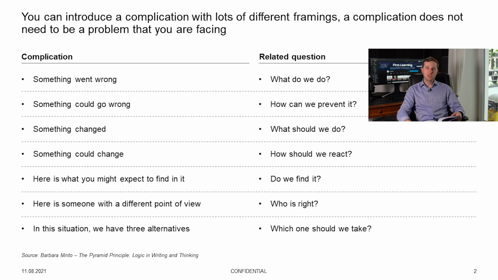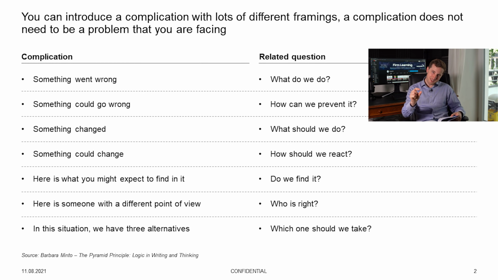So a good complication could be: something went wrong. You introduce the situation and now you are adding an additional point that shows how something went wrong. Or another one could be: something could go wrong. So what would that be, right? What are you describing? Something could go wrong in the situation that you're currently facing. Something changed or something could change. So maybe we all agree that currently the situation looks like this, but maybe this is not how it will look forever.